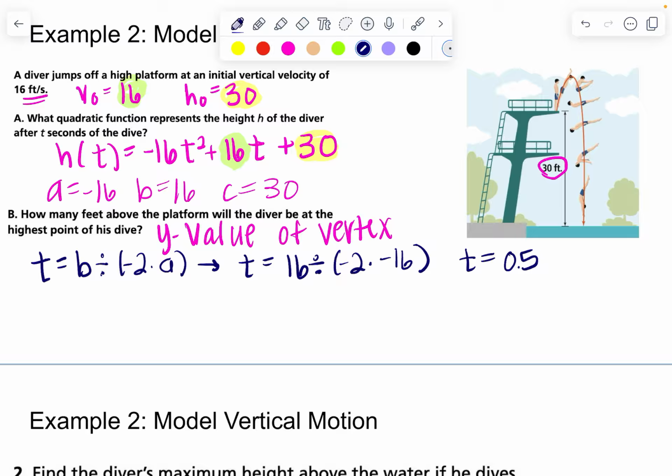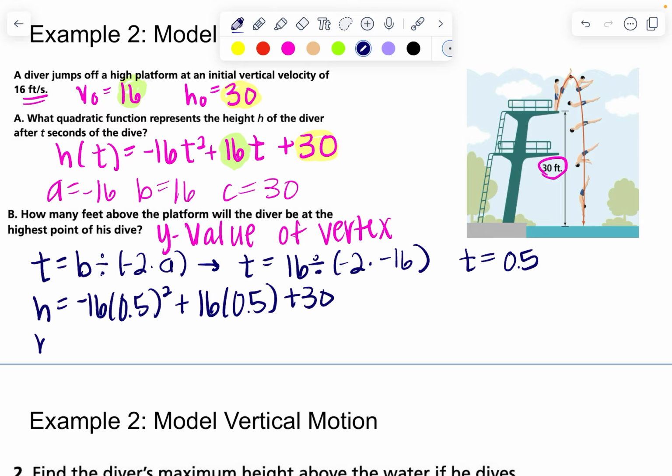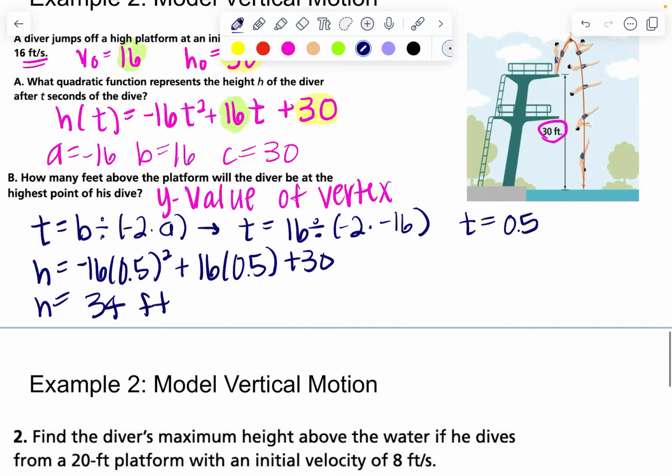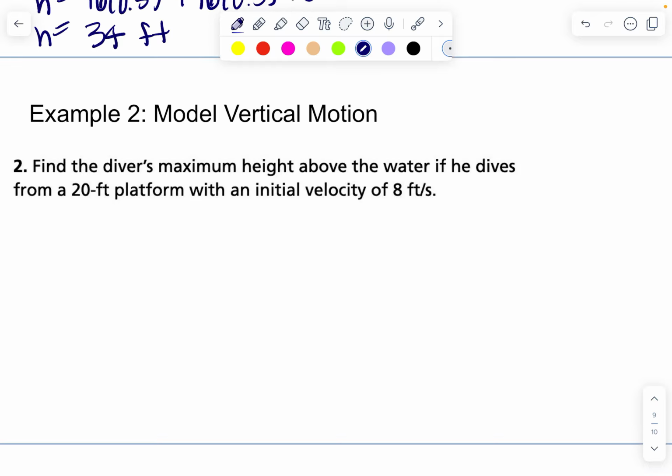But now we need to find the height. So we're going to plug that into our equation. Height is negative 16 times 0.5 squared plus 16 times 0.5 plus 30. And if you put that into your calculator, you would get 34 feet. So the maximum height is 34 feet. It's not asking us, but it would take the diver a half of a second to reach their maximum height of 34 feet.